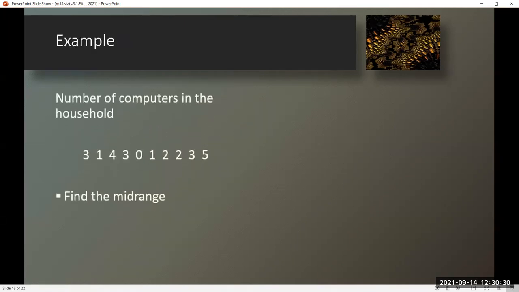Here's an example. Let's go back to those household computers. Find the mid-range. Well, they range from a low of 0 to a high of 5. 0 plus 5, I add that together and divide by 2. So we have a mid-range of 2.5 computers per household.